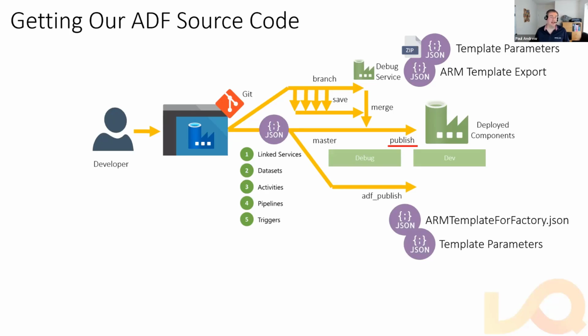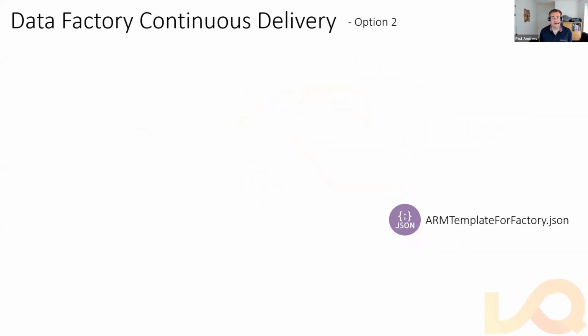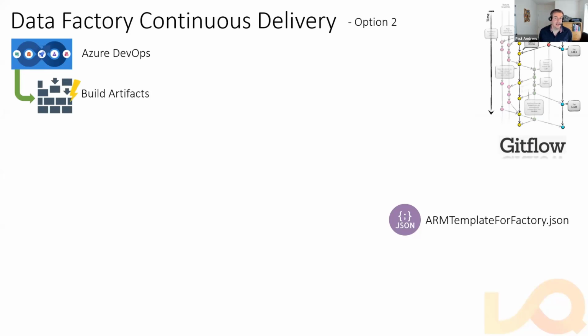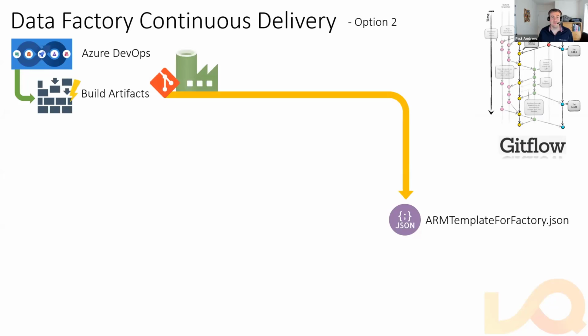It is those artifacts, that third set of JSON files, that you actually need to use when you're thinking about publishing to multiple environments using the ARM template. And it's that file there, ARM template for factory, that we need to think about. So let's take option 2 and follow it through and say, yes, I'm going to use Azure DevOps. I'm going to build those artifacts or do that publish operation, which is going to get me that ARM template for factory.